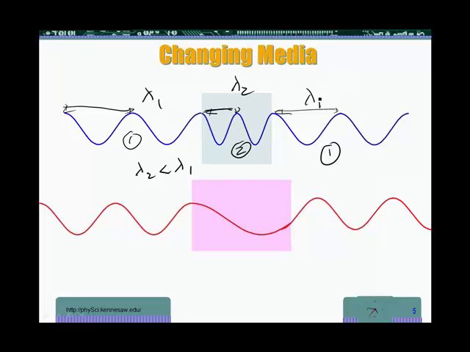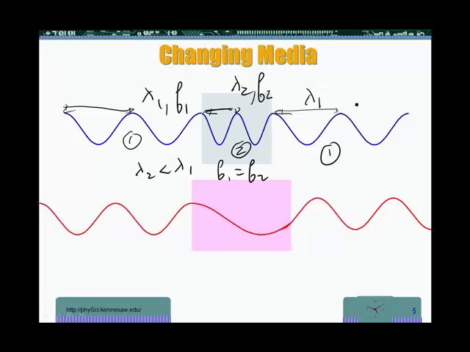Now, what else changes about the wave? If you remember, one key point to remember about waves is the frequency is determined only by the source, which means the frequency of the wave here, f1, is going to be the same as the frequency of the wave at medium 2. So frequency is not going to change.